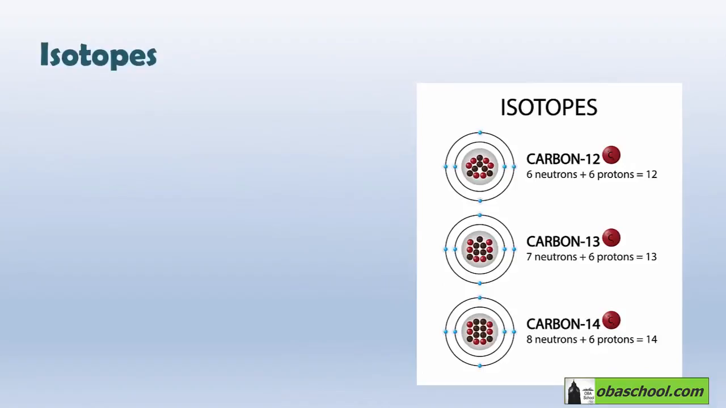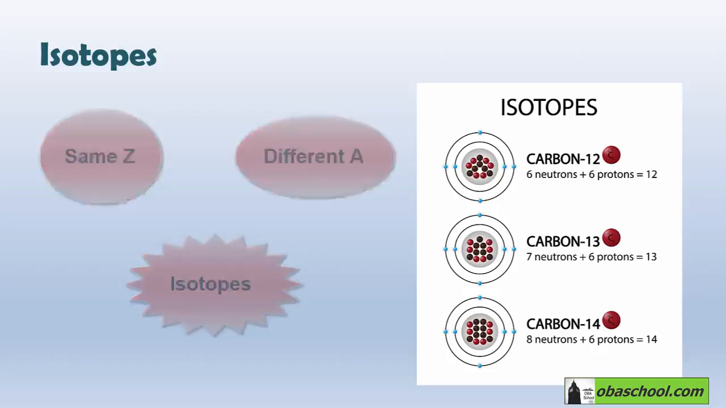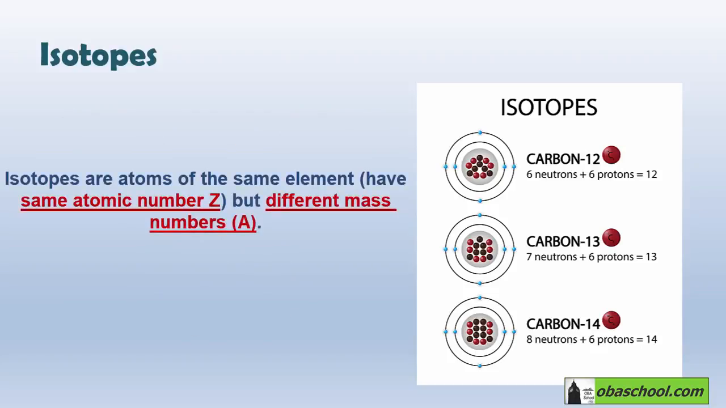So these are atoms of the same element because they have the same atomic number. However, they have different mass numbers, and the difference is in the number of neutrons inside the nucleus. These atoms are called isotopes. So isotopes are atoms of the same element which have the same atomic number but different mass numbers.